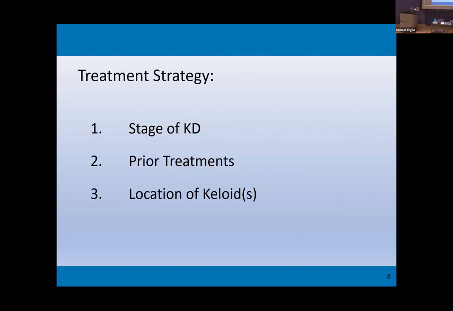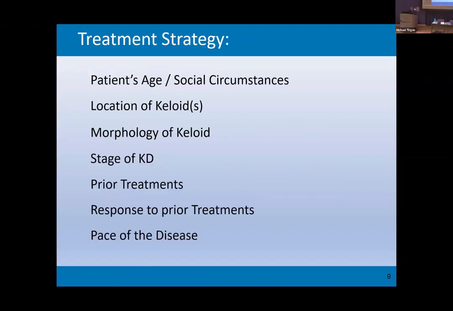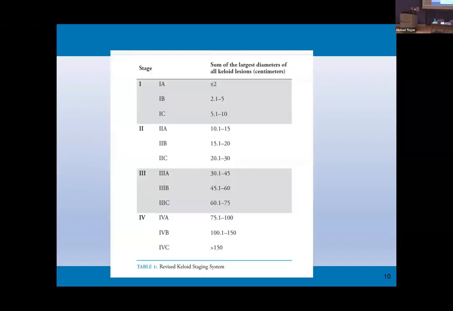So in deciding how to treat these patients, we need to consider the stage of the keloid, prior treatments the patients have had, and location of the keloids. Obviously, you don't want to repeat what has been done previously. We also need to take into consideration the patient's age, location, morphology, prior treatments, the pace of the disease and how rapidly it is progressing, as well as response to prior treatments.